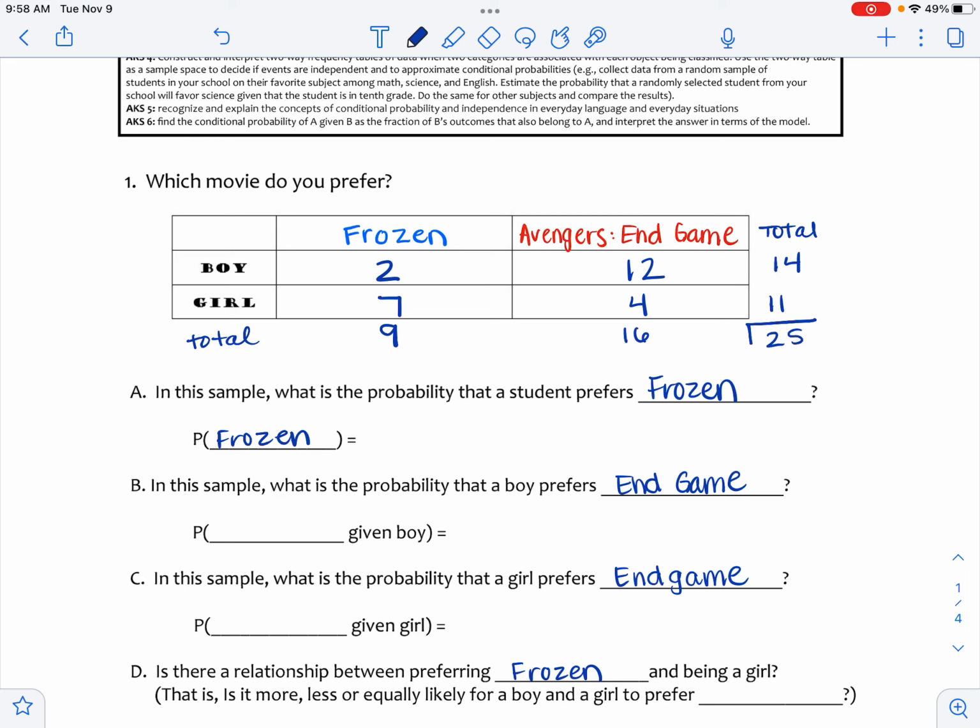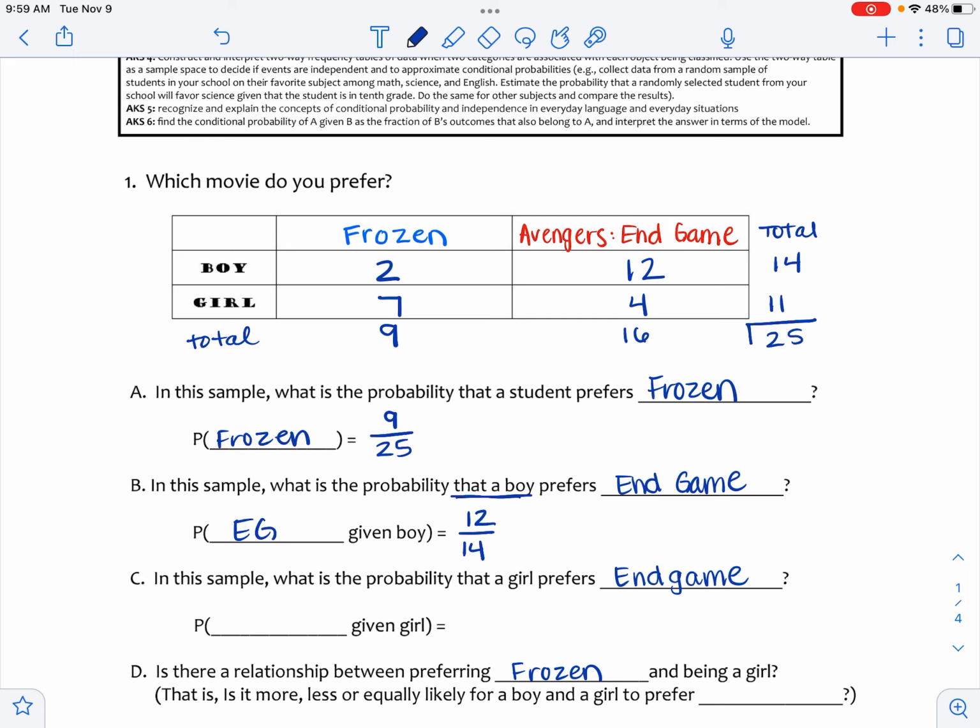So how many prefer Frozen? Well, I'm going to look here. The total that have preferred Frozen is 9 out of the total in the class, 25. So we've got 9 out of 25. Now, in this next problem, it says, in this sample, what is the probability that a boy prefers Endgame? So I only want to look at the boys. I'm going to ignore the girls for right now. So just for boys then, what is the probability that they prefer Endgame? Well, 12 boys out of the 14 total preferred Endgame. So I'm going to do 12 out of 14. I'm just going to do EG for Endgame.